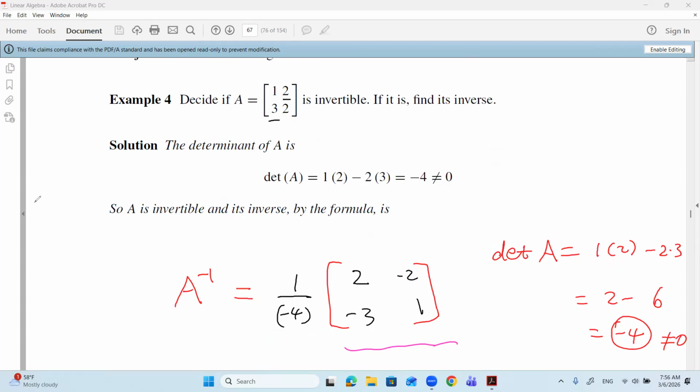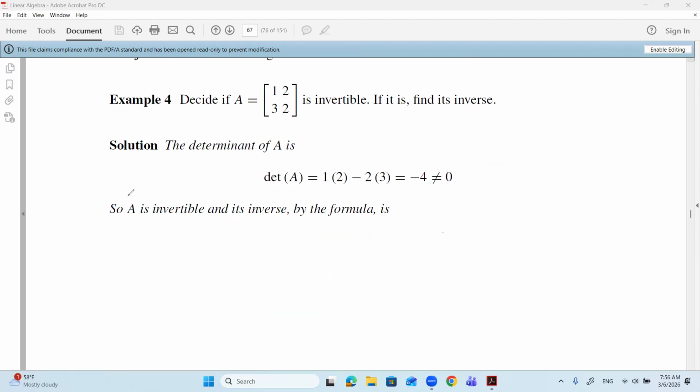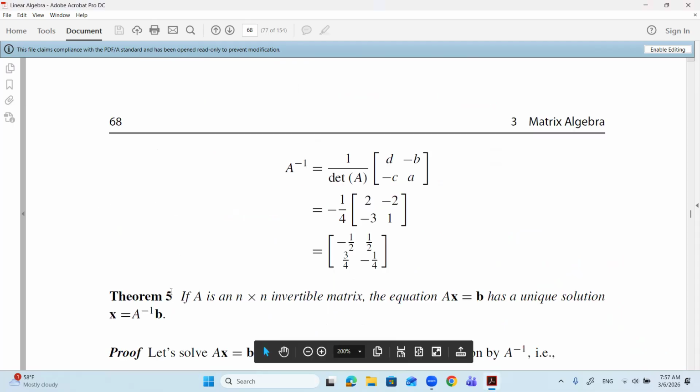So as you can see, the determinant of A cannot be 0. If it's 0, it's undefined, so we cannot use the theorem to represent the inverse. So the inverse for a 2 by 2 exists if and only if the determinant is non-zero, then your inverse is represented by the formula given in the theorem.